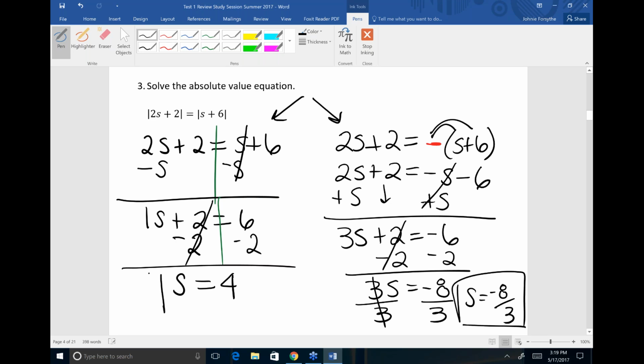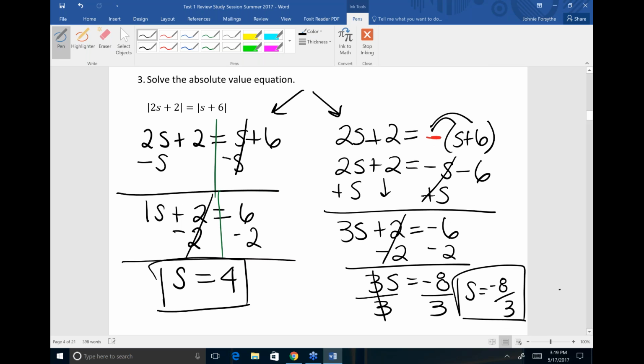So these are my two solutions. You are often going to have two solutions when you solve an absolute value equation. All right? Okay, so let's keep going.